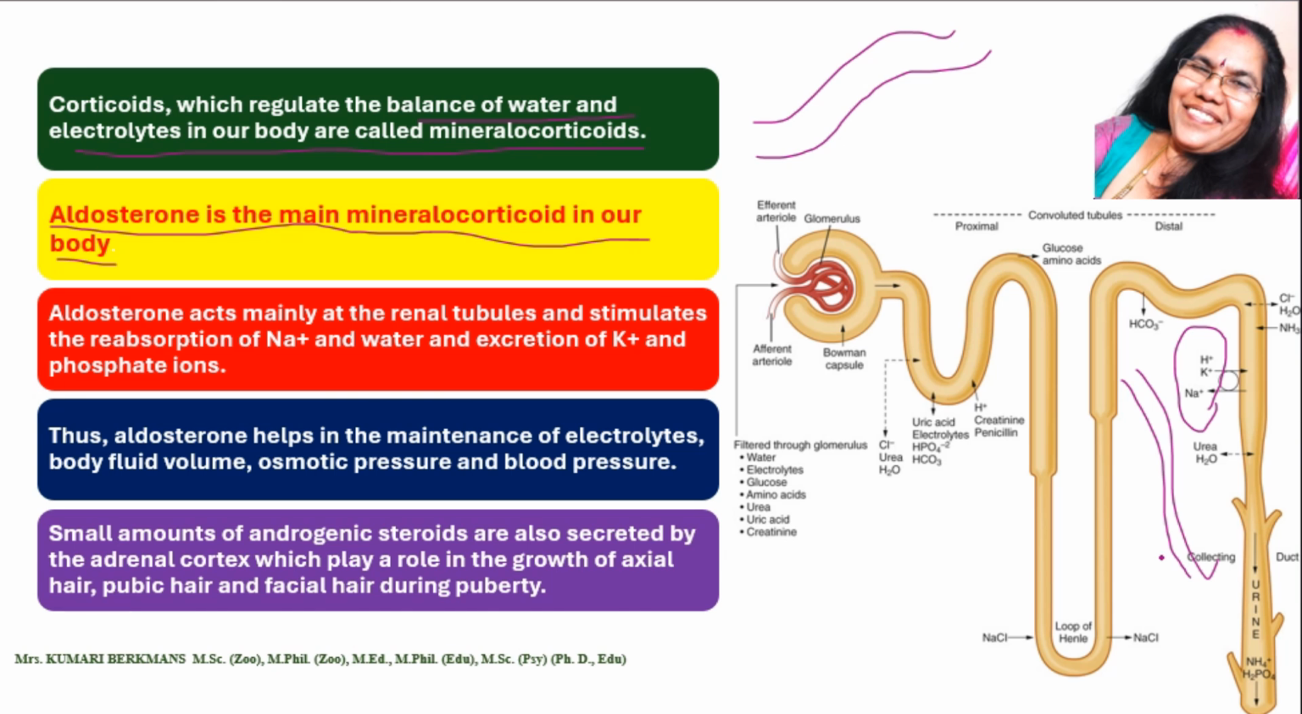It is secreted by the adrenal cortex, which plays a major role in axillary growth, that is the armpit hair growth, as well as the growth of pubic hair and facial hair during puberty. That is helped by this hormone. What is that? Androgenic steroids. That is also secreted by the adrenal cortex along with the other three hormones.